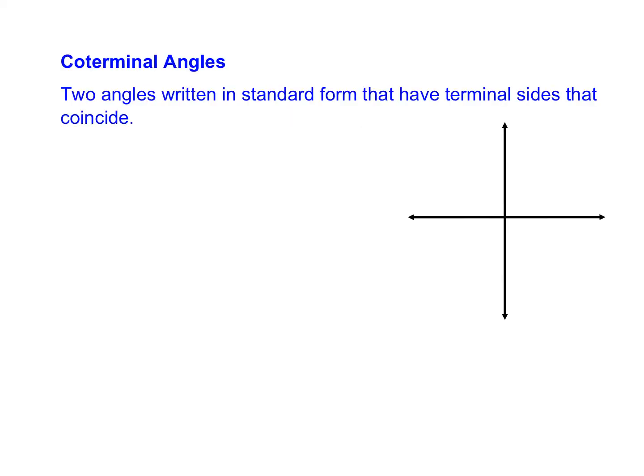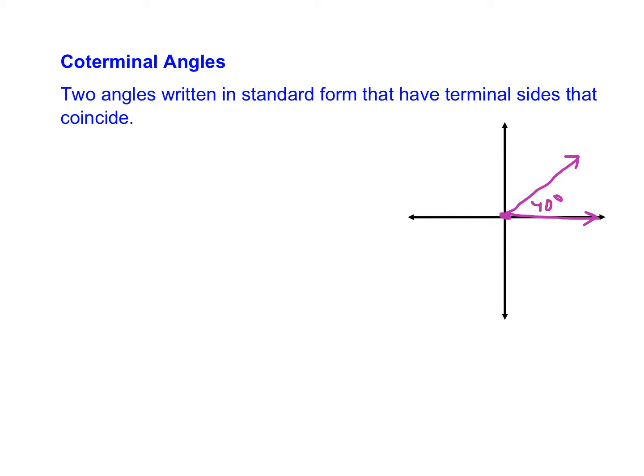Coterminal angles are defined as two angles that are written in standard form and that have terminal sides that coincide. The easiest way to see this is to just do an example. So let's say that we have this angle here. We have our vertex, we have our initial side, and let's do a simple 40 degree angle.